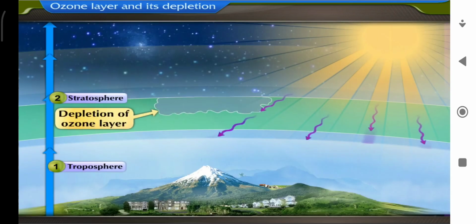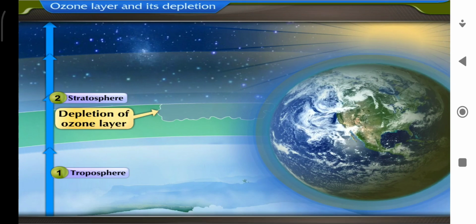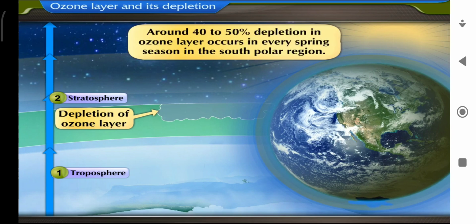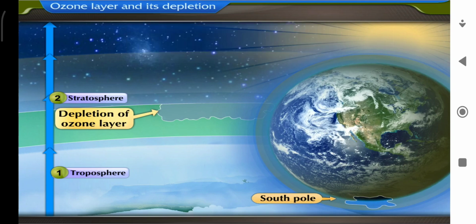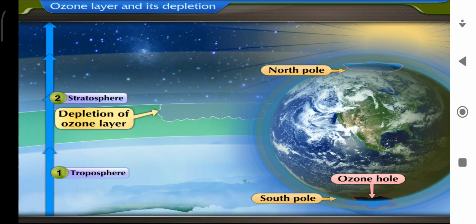The depletion of this ozone layer in stratosphere is turning out to be a serious problem. This fact was noticed in the year 1980. Depletion of ozone layer is noticed all over the world. It is observed that around 40 to 50% depletion in ozone layer occurs in every spring season in the South Polar region. Such a large reduction is called ozone hole. Such ozone holes were later noticed in North Polar region also.